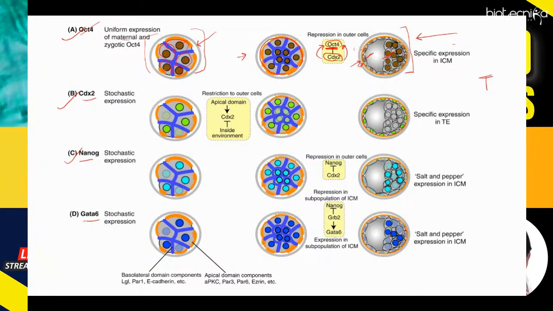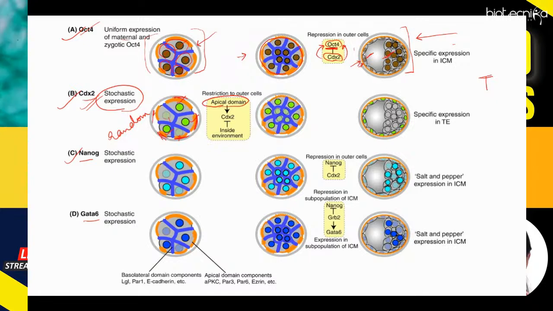Let's see what all other things are there. Now CDX2, from the initial stages, has stochastic expression. Stochastic expression means random. It is not expressed in all the cells. You can see in a few of the cells it will be expressed, but not in all. But slowly, this will have a connection with the apical domain. Apical domain means towards the surface.